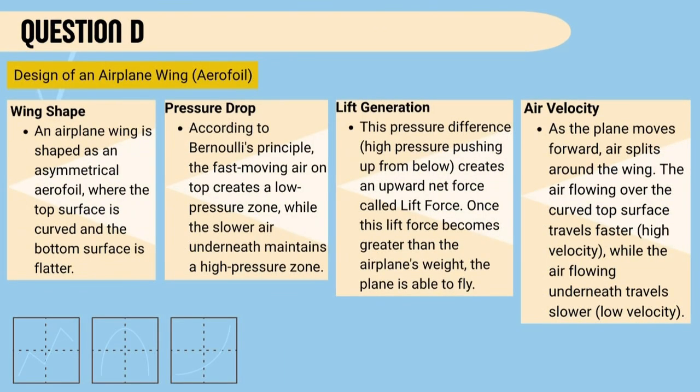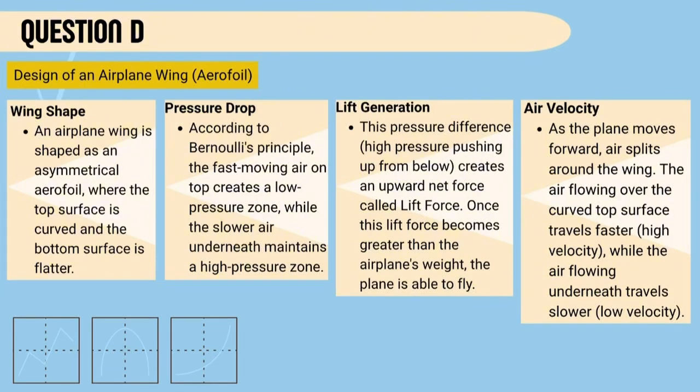So for the last question D, I'm going to design an airplane wing, an airfoil application. The wing shape, pressure drop, lift generation, and air velocity. So the airplane wing is shaped as an asymmetric aerofoil, and the pressure drop is where the air moving on the top creates a low pressure zone. So for lift generation, the difference in pressure pushes up from below and creates a net upward lift force, and once it becomes greater than the airplane weight, the plane can fly.